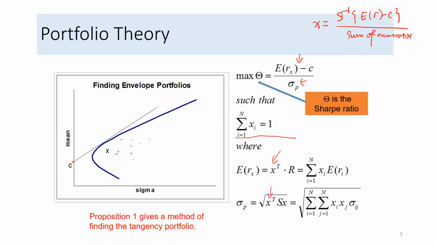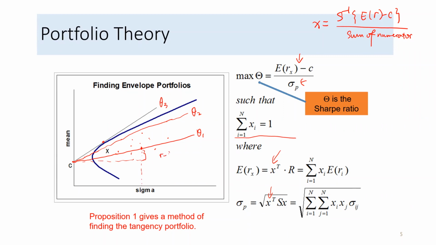These are all possible combinations of n different assets. We're going to connect them here and connect them here. Each of them will have a theta, let's say theta 1, theta 2, and theta 3. Theta here will be the slope.